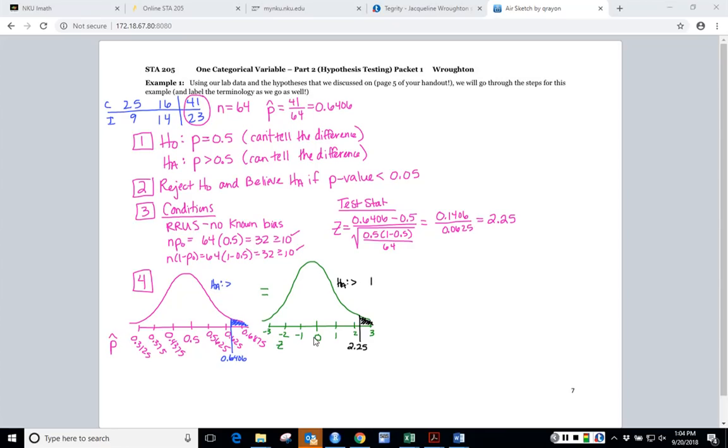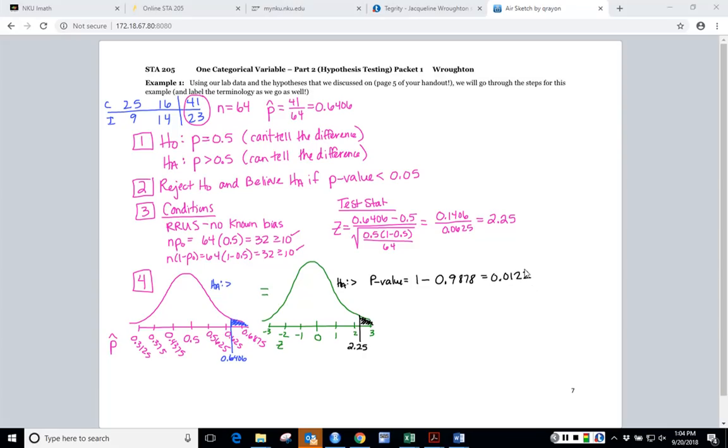So then when I actually go to my table here and do my p-value calculation, which again is just a new fancy word for probability, I know I'm going to have to use the 1 minus rule, just because I'm shaded to the right. I look up that 2.25 in the table and find 0.9878. So then if I do that math, we're going to get 0.0122. And so again, all the math is the same as what we were doing before.